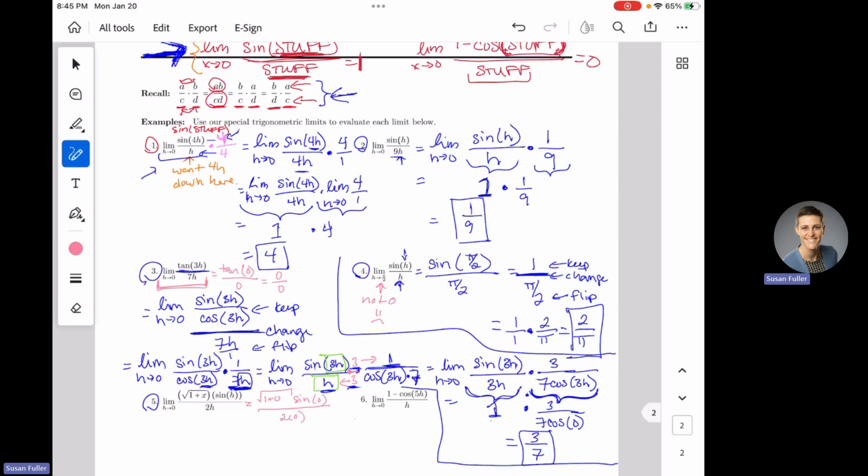The square root of 1 is just 1. Sine of 0 is 0. 1 times 0 is 0. And on the bottom, 2 times 0 is 0. So again, we're stuck. We're in a hole. We're in an indeterminate form. We're going to come back here and we're going to algebra our hearts out.